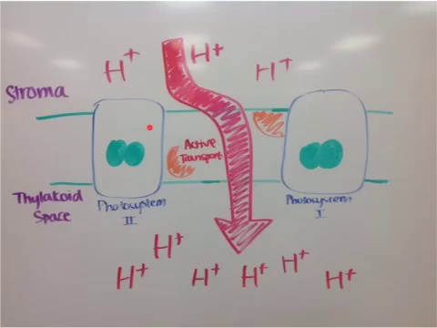So as the electron transport chain is happening, the chloroplast also has active transport occurring from the stroma to the thylakoid space. There are more hydrogen ions in the thylakoid space and fewer hydrogen ions in the stroma space. This is active transport because the movement of hydrogen ions is against the gradient, moving from fewer hydrogen ions to more hydrogen ions. This will all result in ATP being produced later in the cycle.